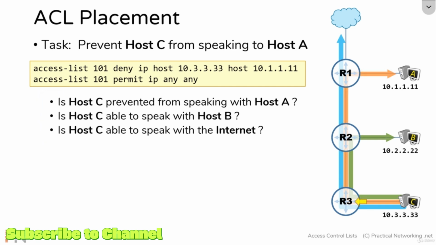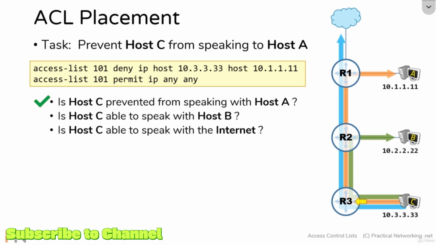Starting with this location right here, direction in on router 3. You'll notice the topology hasn't changed, which means the path for host C to speak to all these resources is the same. And if we apply that access list right here, each of those paths is going through our access list. But since now we are using an extended access list, this deny statement is only going to match specifically when host C is speaking to host A.